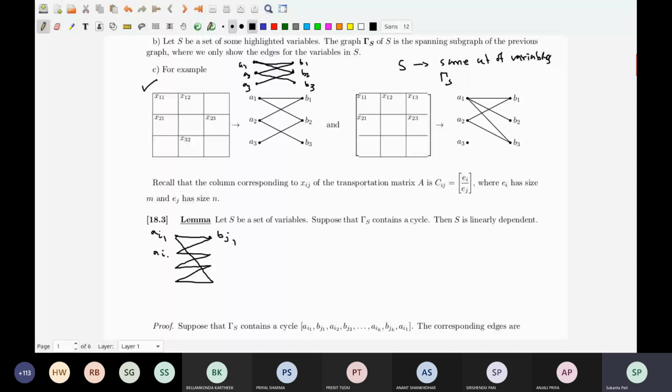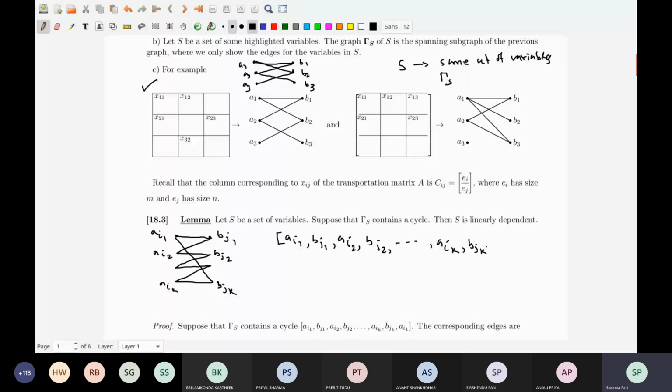Okay, so what is the cycle? Now the cycle is this one: AI1, then BJ1, then AI2, then BJ2, dot dot dot, AIK, BJK, and then come back to AI1. This is the cycle. I am talking about this cycle.